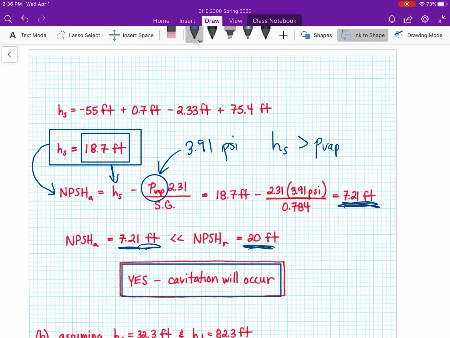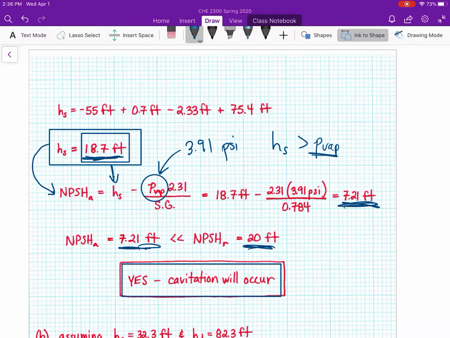Therefore, no cavitation will occur. Yes, what you're referring to is correct, that at this particular pressure, that is larger than the vapor pressure of the fluid. And so, therefore, cavitation should not occur. But what you are not taking into account is the total dynamic suction head. The total dynamic suction head is a measure of the absolute pressure on the suction side of the pump, right at that suction port.